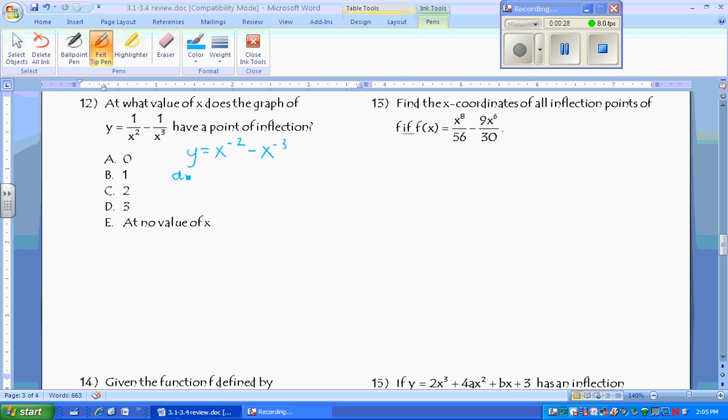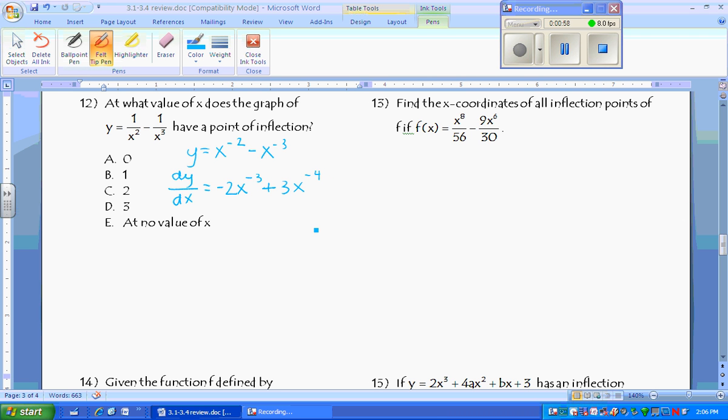So dy over dx equals negative 2x, and then negative 2 minus 1 is negative 3. And then notice how there's a negative 3 and a negative 1. So it'd be a positive because two negatives obviously equal a positive. So plus 3x, negative 3 minus 1 is negative 4. Okay, so that's the first derivative.